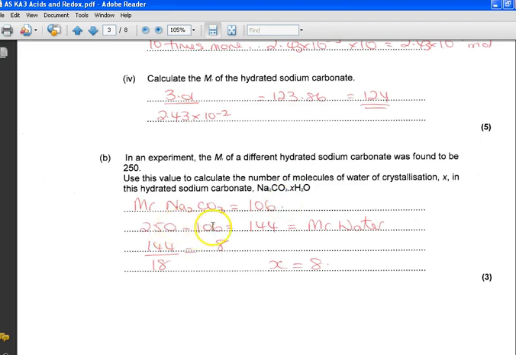So if you take that away from your original 250, which is the MR of the whole thing, you're left with 144, which must be your MR of water. So if you divide that by 18, that's going to tell you how many waters you've got. 18 being 1 water molecule, obviously you want to know, so that's the MR of 1 water molecule, that is the MR of 8 water molecules. Okay.